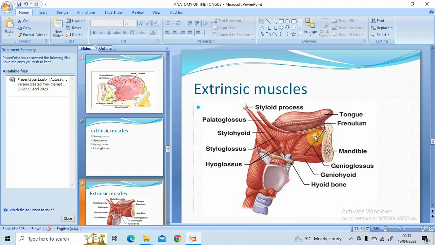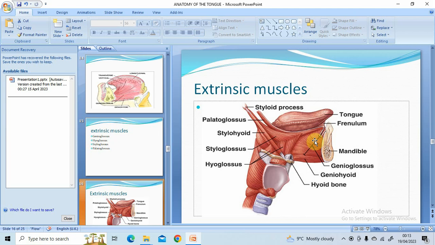Look at it, fan-shaped, okay? With the lowest parts, this is inserting to the lower part of the hyoid body. So this is the genial tubercle of the mandible. You can see it's inserted in a fan-shaped manner into the mucous membrane of the tongue. That is the largest part of the extrinsic muscles of the tongue.